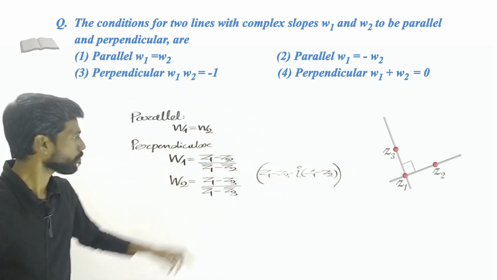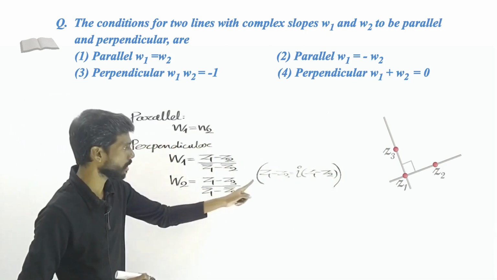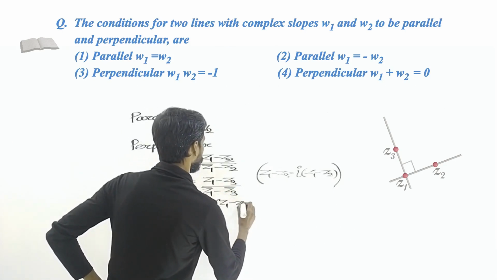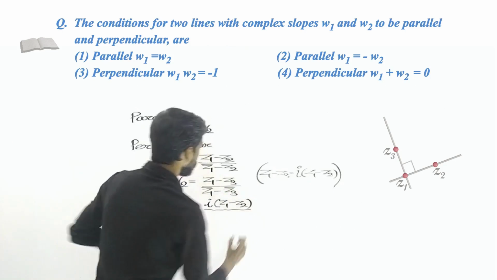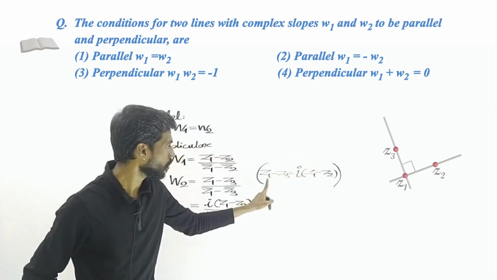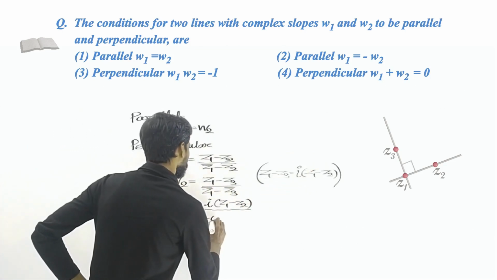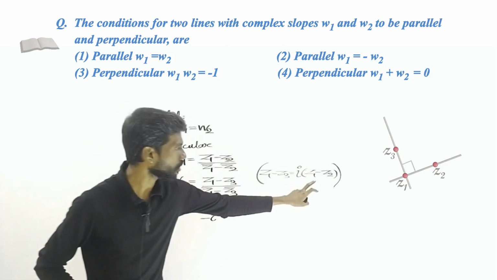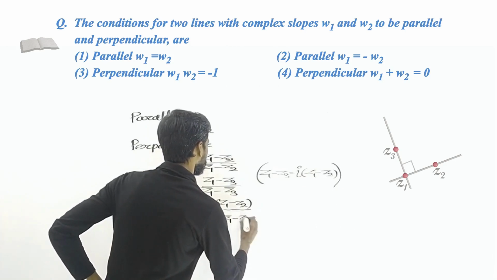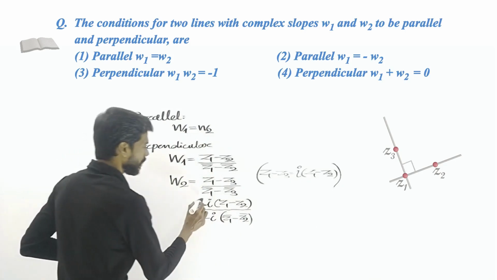What do we do? Just substitute it here. So z1 minus z3 is i multiplied by (z1 minus z2), divided by the conjugate of z1 minus z3. So you take the conjugate on both sides. The conjugate of i is minus i, and the conjugate of z1 minus z2 is z1 bar minus z2 bar. Now this i will get cancelled here.